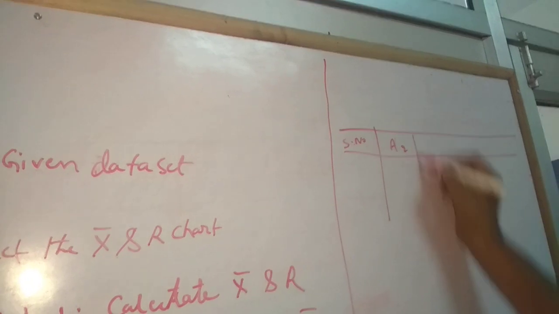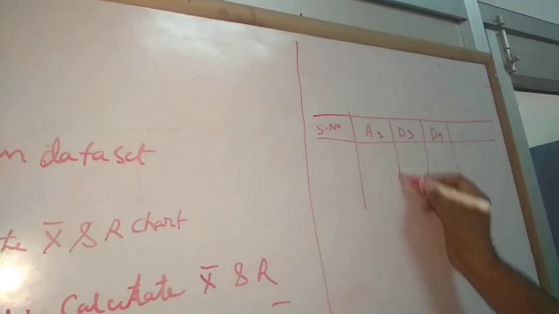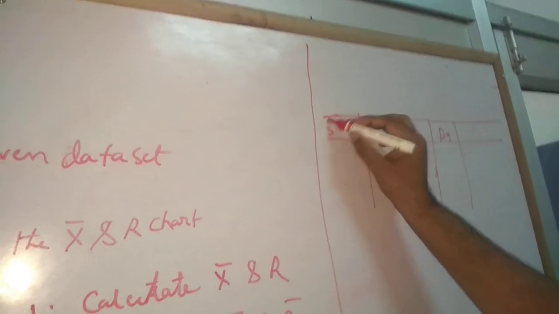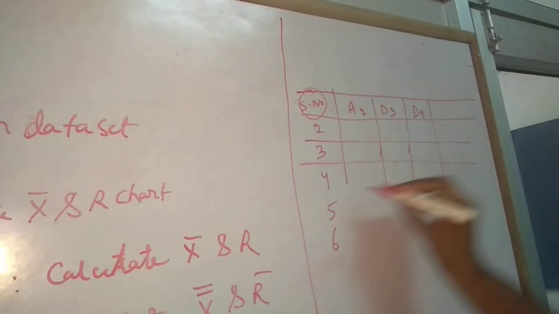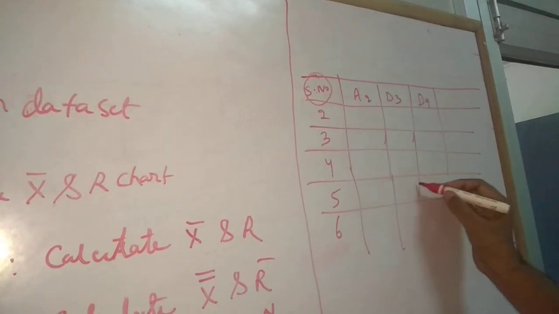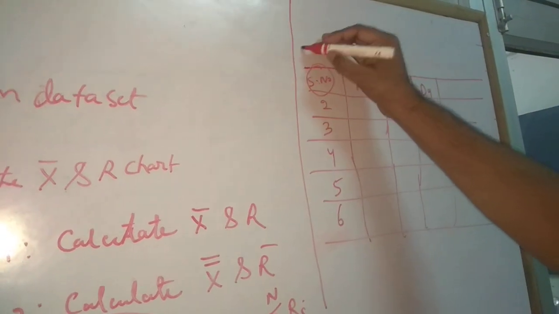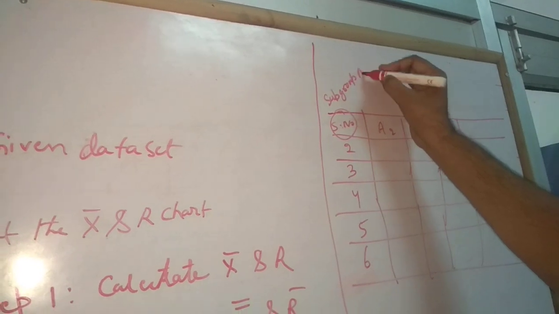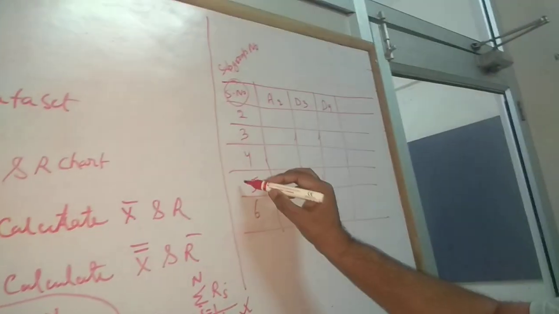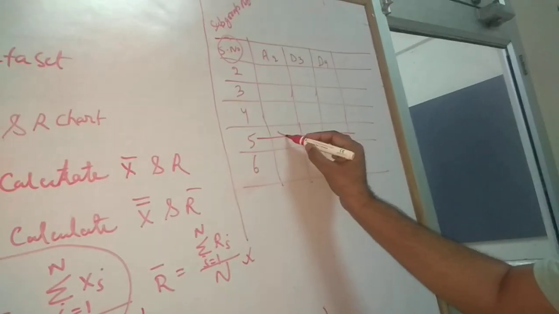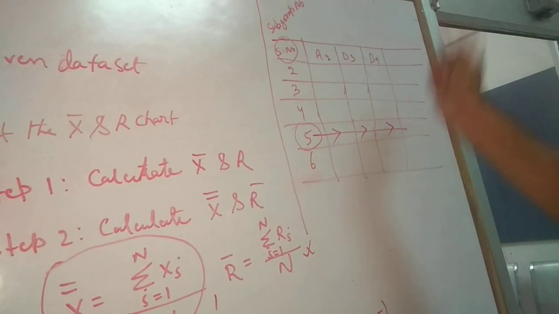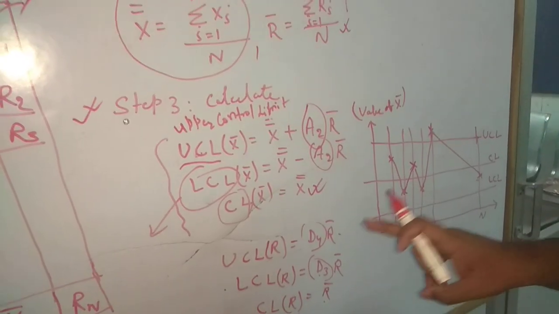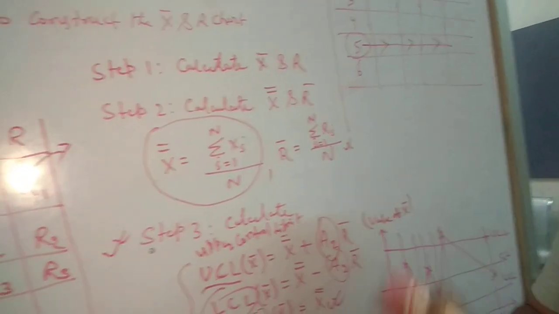the A2, D3, D4 values will be arranged according to the subgroup number, that is 2, 3, 4, 5, 6, in a table. Here the subgroup size is 5, so we will take the data of A2, D3 and D4 against the subgroup number 5, and after taking this data, we will put it in the equations which I had already told you earlier.